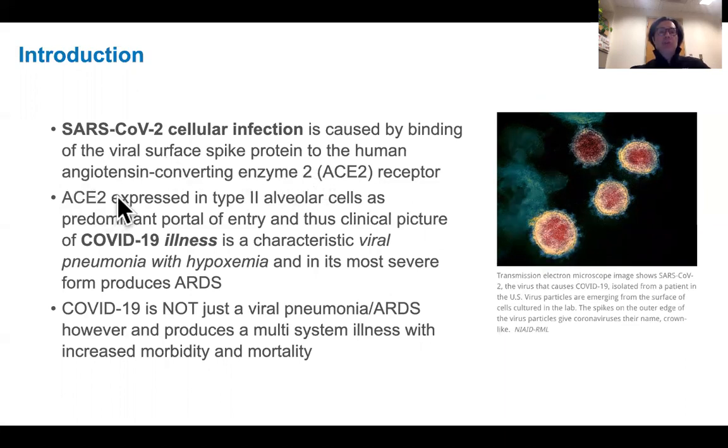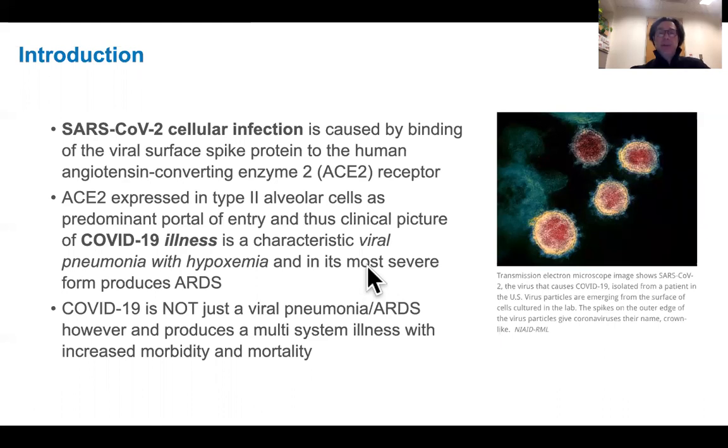The ACE2 receptor is expressed in type 2 alveolar cells, among others, and therefore it is a predominant portal of entry, and thus the clinical picture of COVID-19 illness is a characteristic viral pneumonia with hypoxemia, and in its most severe form, producing an ARDS, an acute respiratory distress-like picture.